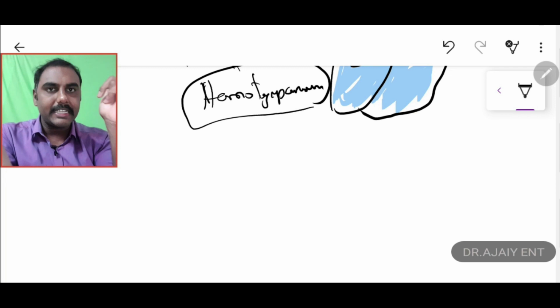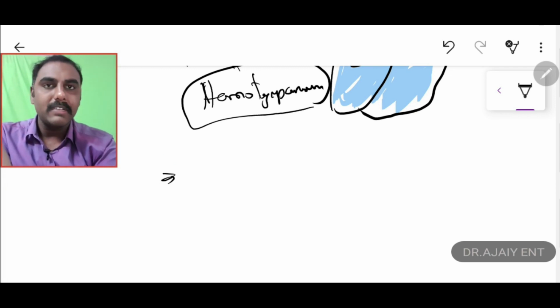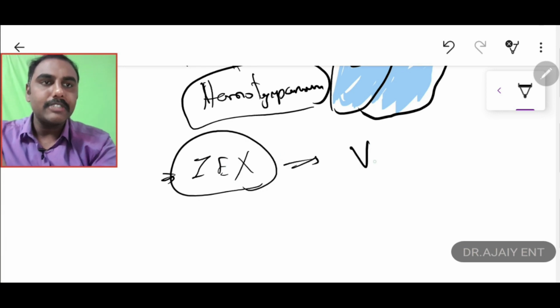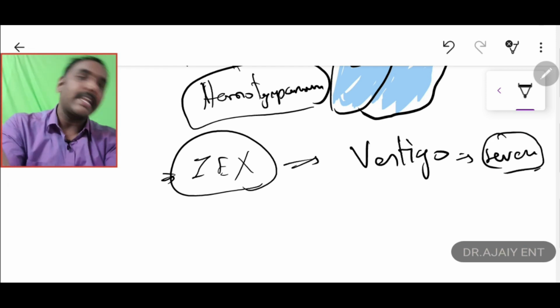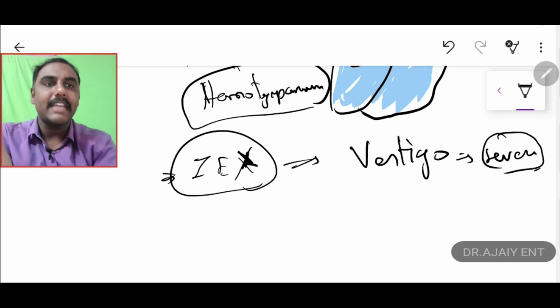There I said the inner ear is normal. Here the inner ear has been bisected. So what is the main problem? The patient's inner ear is damaged. So what is the problem? The patient is going to have a severe balance disorder. The vertigo will be very severe, such that the patient can't even get up from the bed. So inner ear is getting damaged.